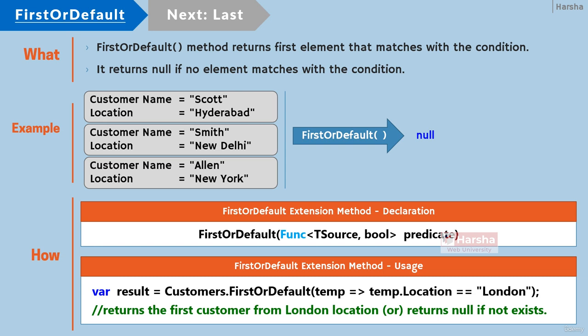Okay, most similarly, we have one more pair of methods, that is Last and LastOrDefault. I think you can guess and understand the purpose of Last. But either way, we will understand that practically in the next lecture.